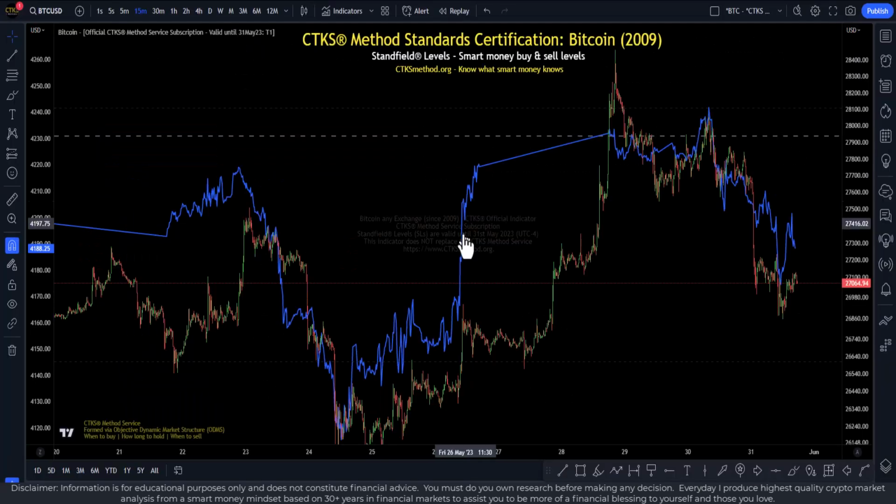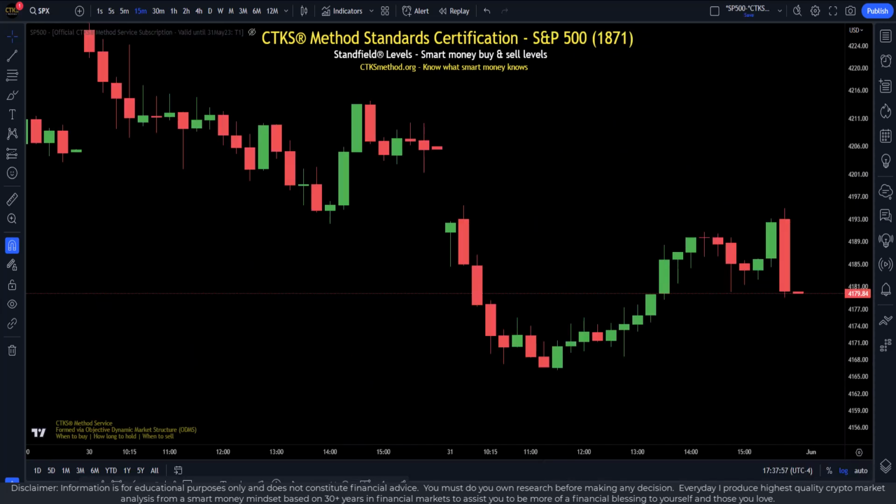For example, we were just talking about Bitcoin and the S&P 500. What we need to understand, where is the S&P 500 going now? Let's just look quickly at the S&P 500's CTKS Method standard certification. The S&P 500 has been trading since 1871. With the CTKS method, we mark up all the support and resistance levels since 1871. So where are they playing out?